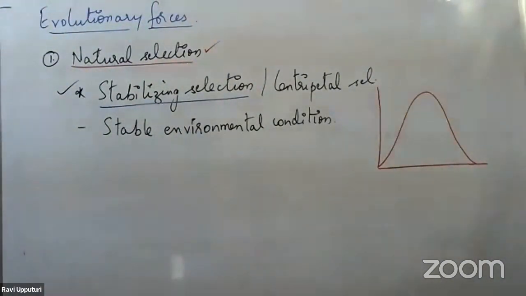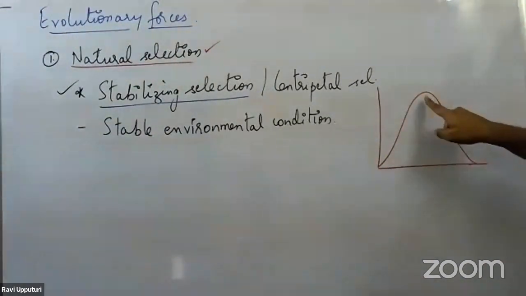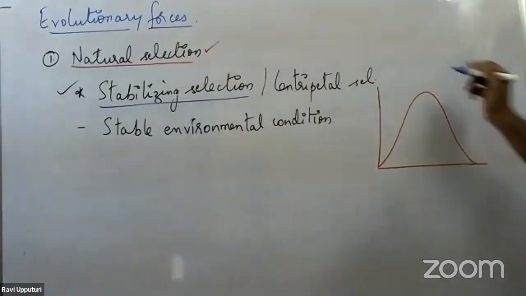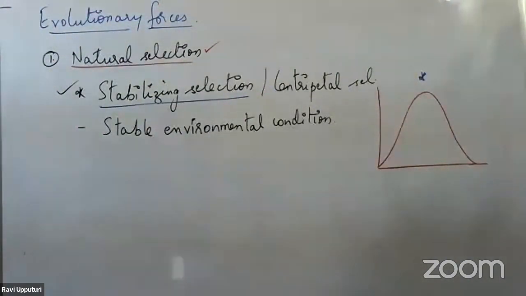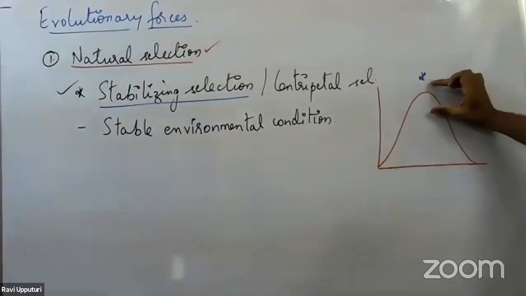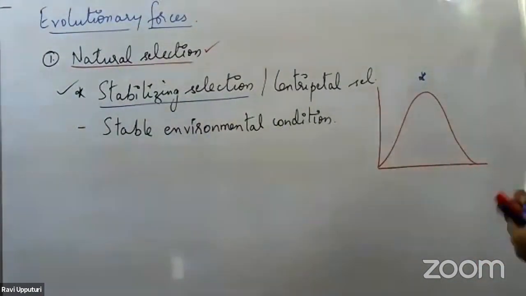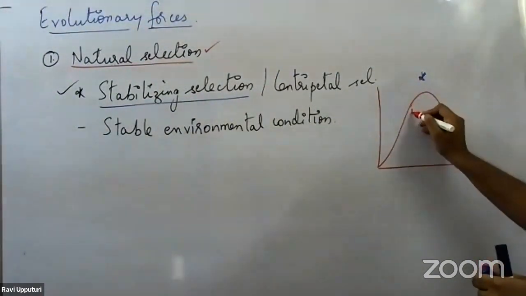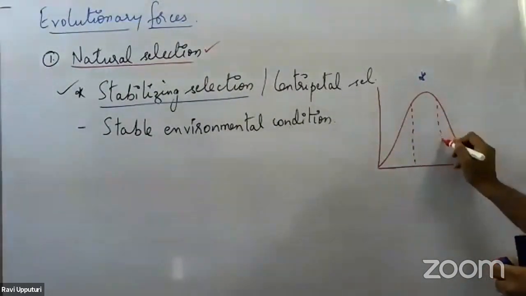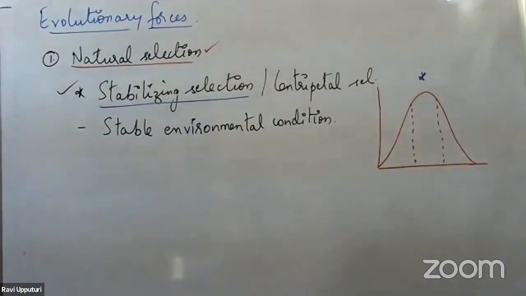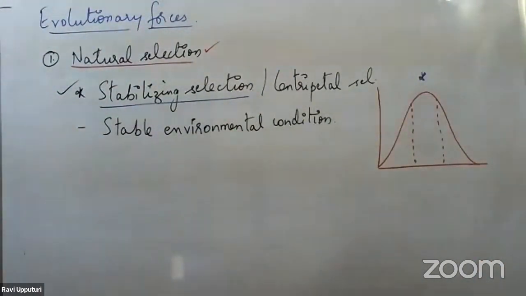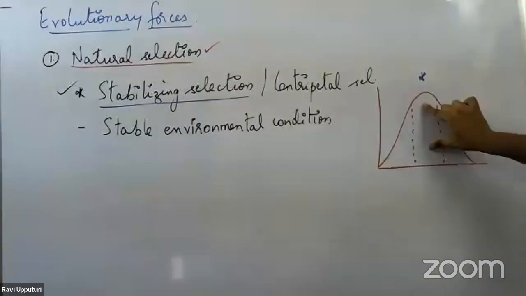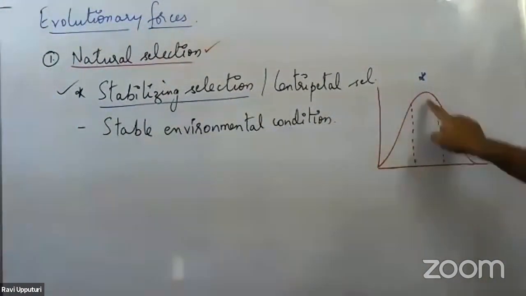Now, what happens in stabilizing selection here is that the organisms present in the peak region are said to be the fittest organisms. Organisms present in this particular region we start calling organisms showing average phenotype. So this is the place where the organisms show the average phenotype.